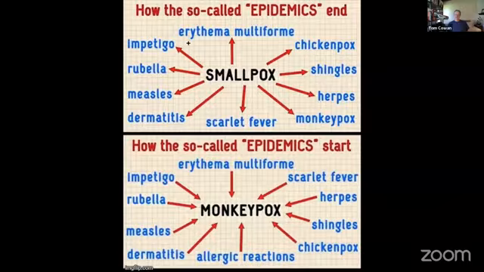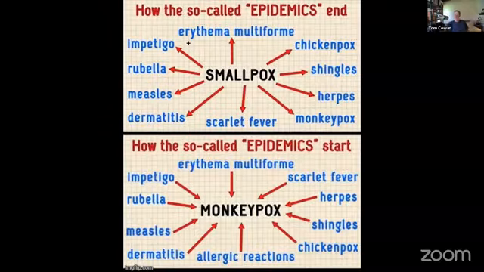You get an epidemic to start by getting illnesses which have very similar characteristics, so-called separate diagnoses: scarlet fever, herpes, shingles, chickenpox, allergic reactions, dermatitis, measles, rubella, impetigo, erythema multiforme, and you call them all chickenpox. And this goes back to what I described from medical school.